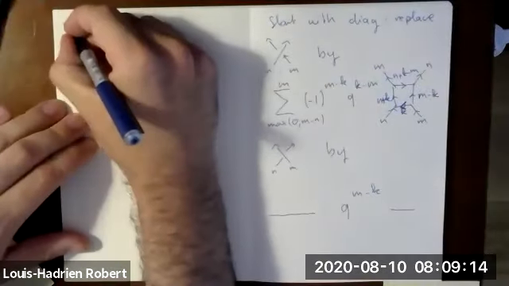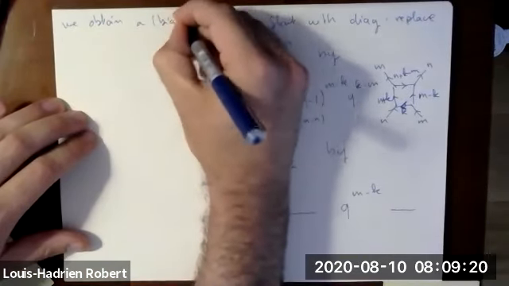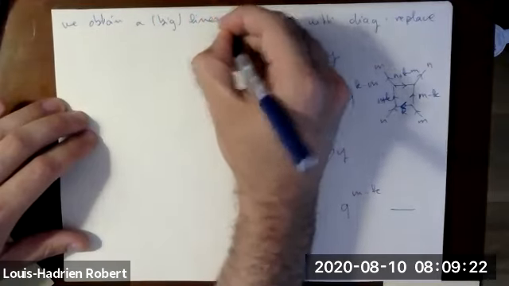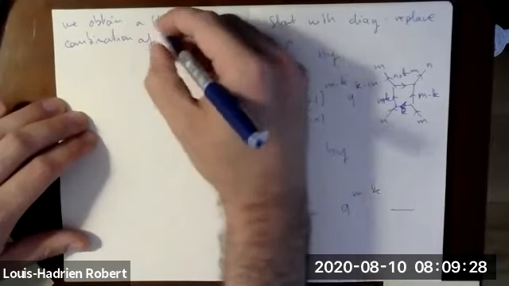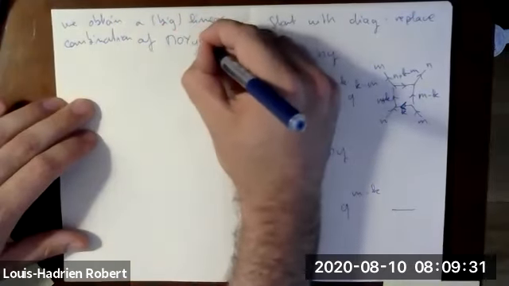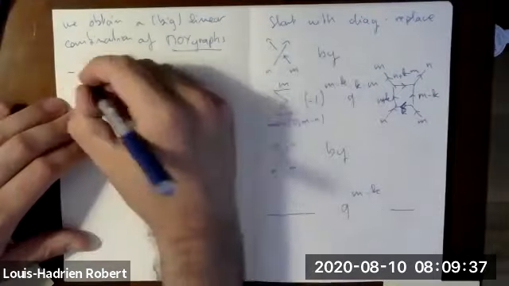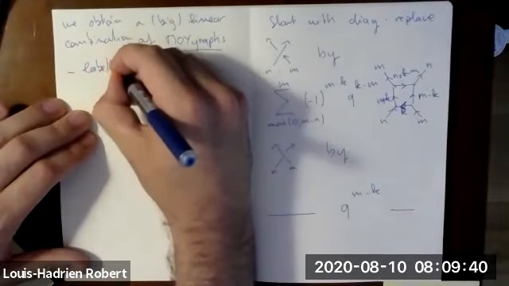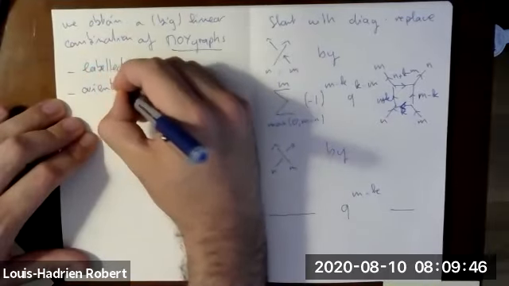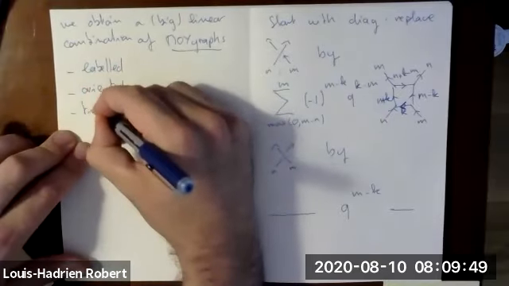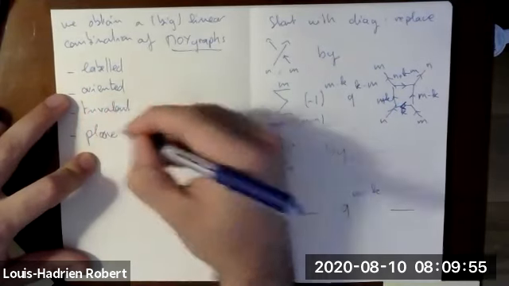So we obtain a big linear combination of Moy graphs. And I should explain what Moy graphs are. So these are labeled, or colored if you want, oriented, trivalent, and plane graphs.